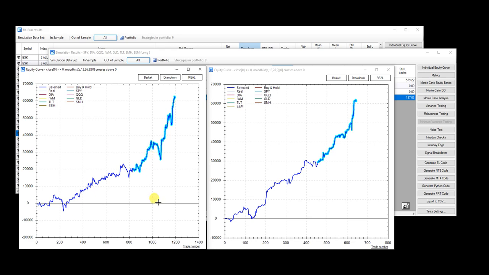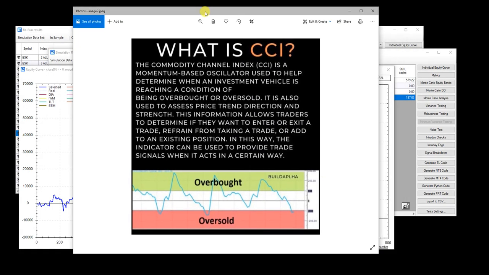The next thing I want to show is what is CCI. So CCI is another indicator. It is the Commodity Channel Index. It is a momentum-based oscillator used to help determine when an investment vehicle or ticker is reaching a condition of being overbought or oversold. So in short, I just want to test if we've now improved the system by adding a trend filter or a trend exit. Can we add this overbought, oversold filter to further improve our baseline MACD system?